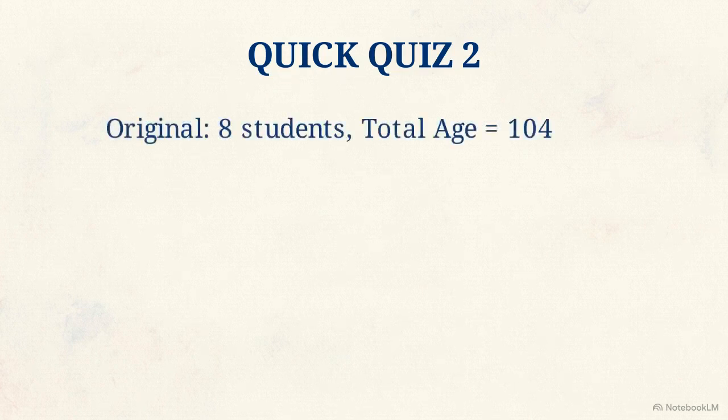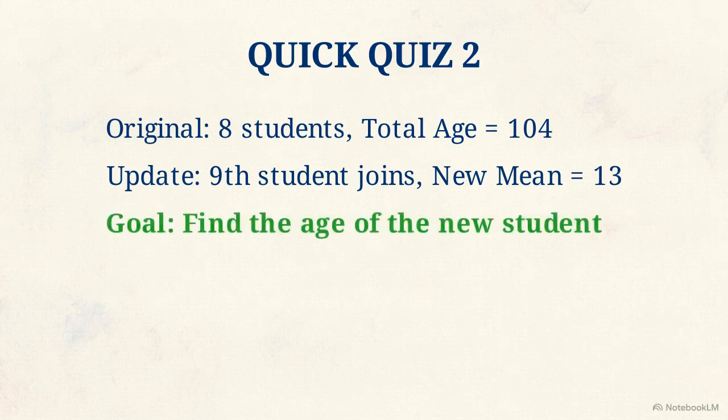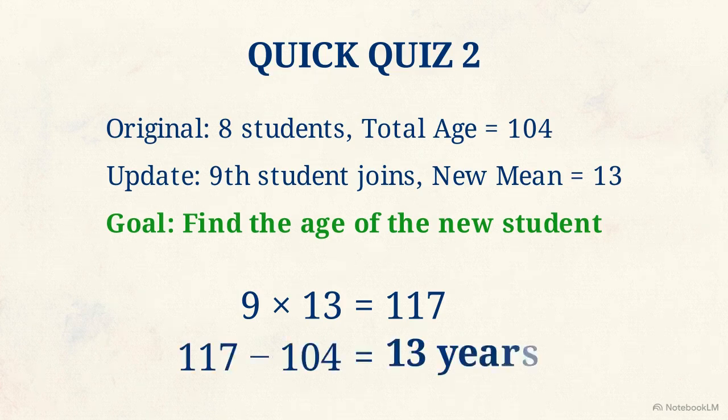The total age of 8 students is 104 years. A 9th student joins and the new mean becomes 13. Find the age of the new student. Pause again and solve it. Here is the solution. 9 students times 13 is 117. 117 minus 104 gives us 13 years.